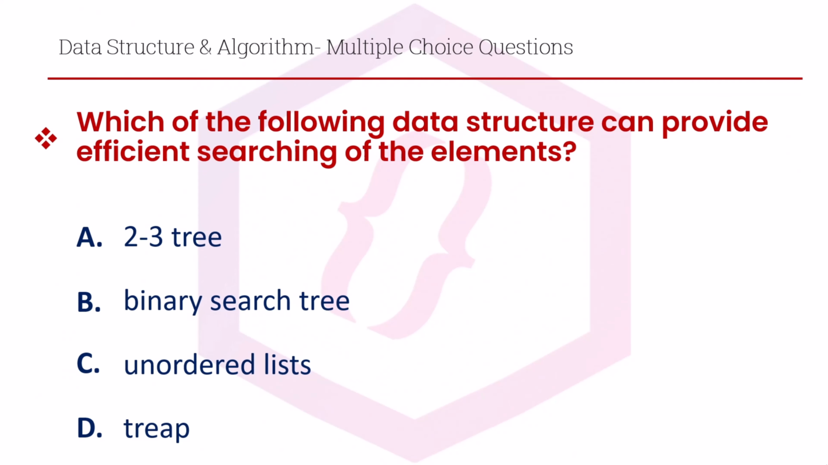Which of the following data structure can provide efficient sorting of the elements? Option A, 2-3 tree. Option B, binary search tree. Option C, unordered list. Option D, tree. The correct answer is option A, 2-3 tree.